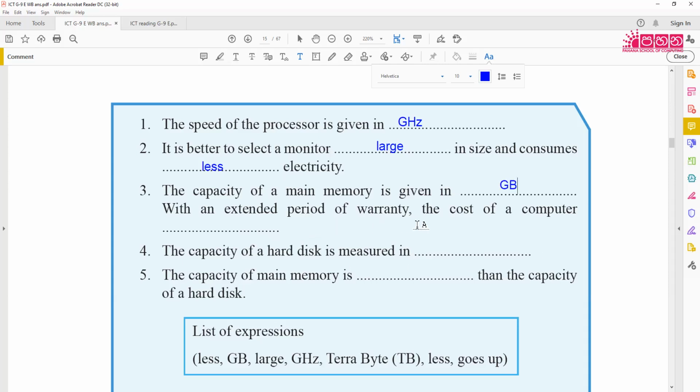With an extended period of warranty, the cost of the computer, what will happen? Computer cost will go up, right? Goes up.